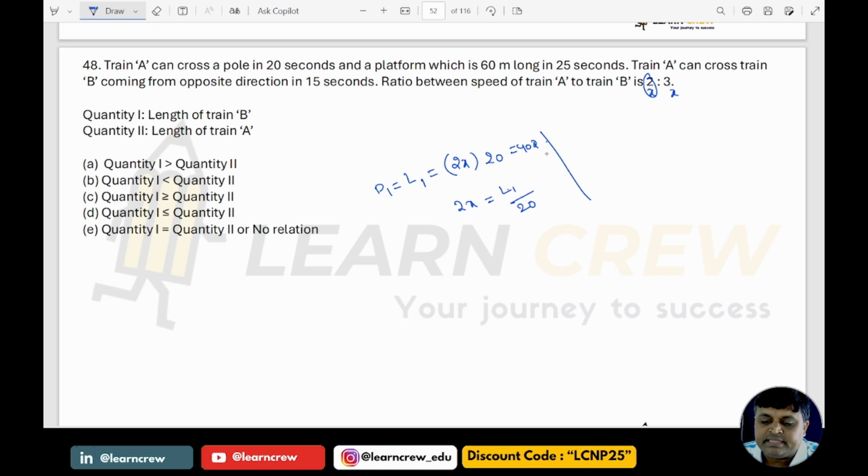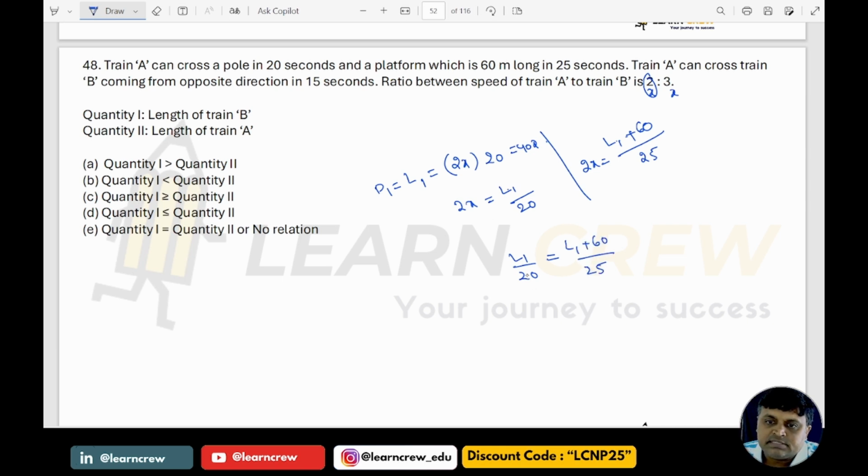In the same way, in the second case, it is crossing a platform. Length of the train and platform length divided by 25 seconds, the time taken. Speed is equal to distance by time. Distance covered is equal to the sum of the length of train and platform. So now I am equating L1 by 20 is equal to L1 plus 60 by 25.